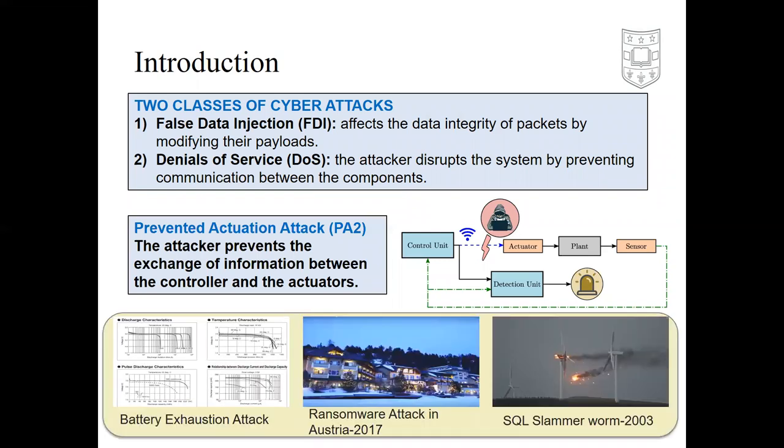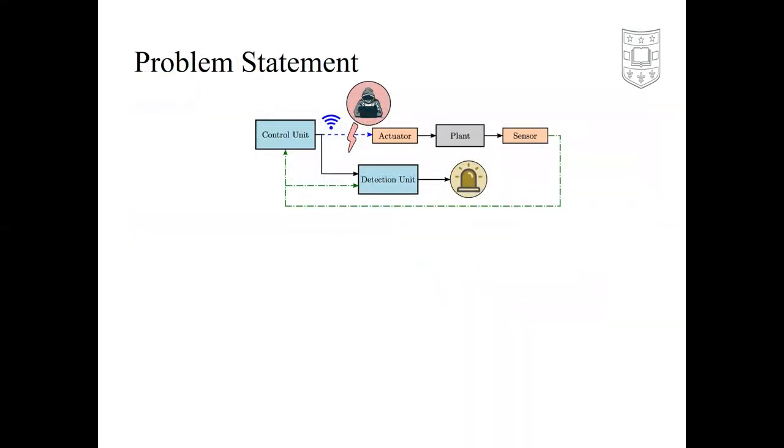Some real-world examples are the battery exhaustion attack or the ransomware attack, which occurred in Austria in 2017. In this attack, the guests in a hotel were locked in their rooms. And the Slammer worm, which occurred in 2003 in many power plants, in many power grids around the world.